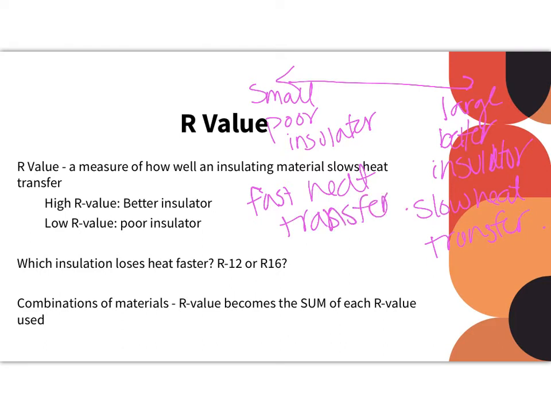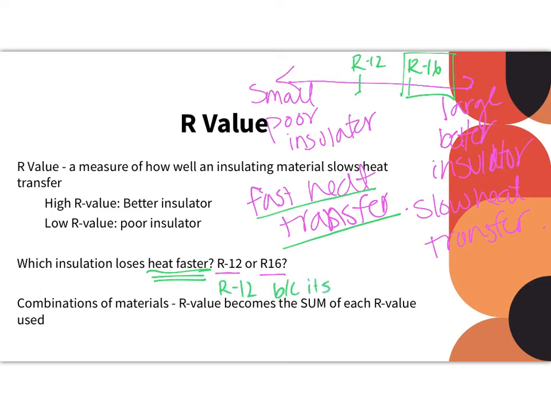So, which insulation loses heat faster, R12 or R16? Well, R16 is a higher number. So R16 is a better insulator and R12 is a poor insulator. So which one loses heat faster? Well, we have a fast heat transfer the smaller the value. So R12, because it's a smaller R value.